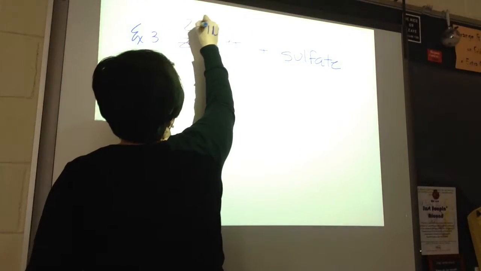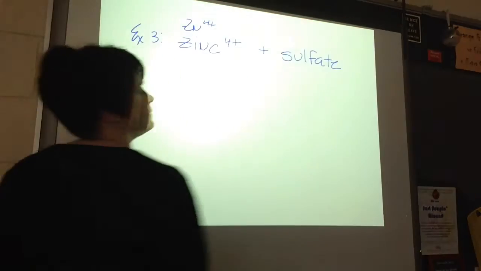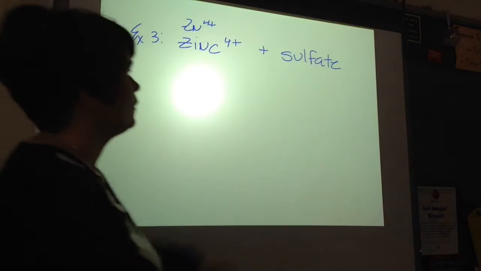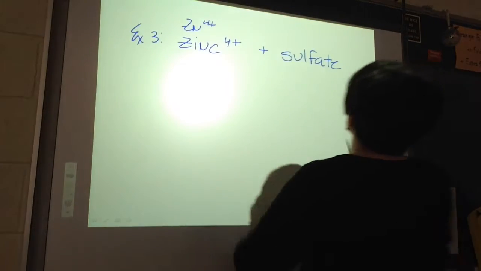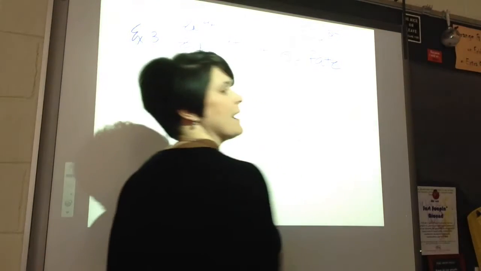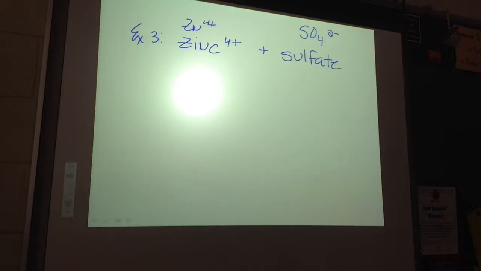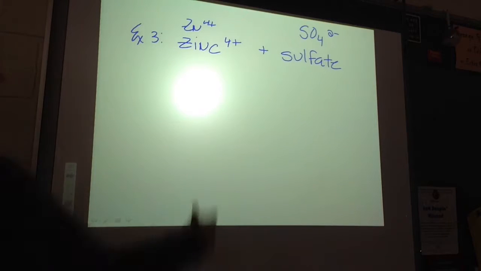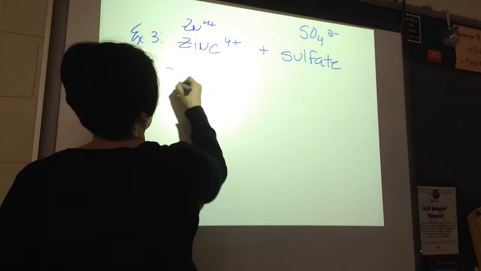We got some zinc, 4 plus. We got some sulfate. What is sulfate? SO4 2 minus. We're going to call this... Close.